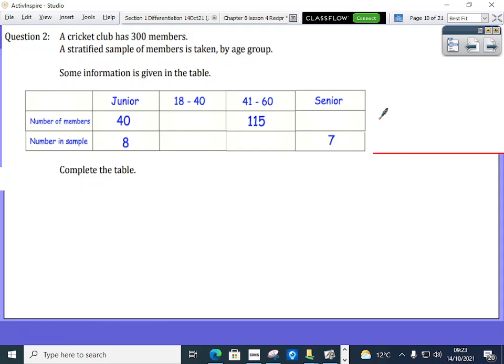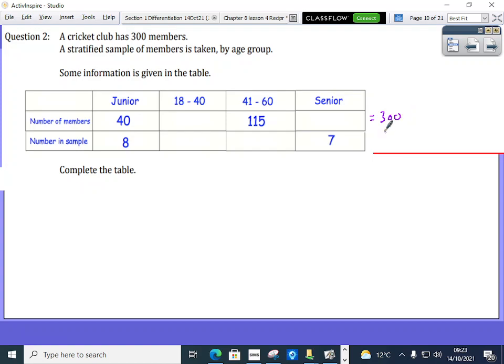Right, stratified sampling. So let's have a look at this question. A cricket club has 300 members. A stratified sample of members is taken by age group. Some information is given in the table. So you've got junior, 18 to 40, 41 to 60, and senior. And you've been told that this is my sample, and these are the numbers. But you've been told that the total members are 300.